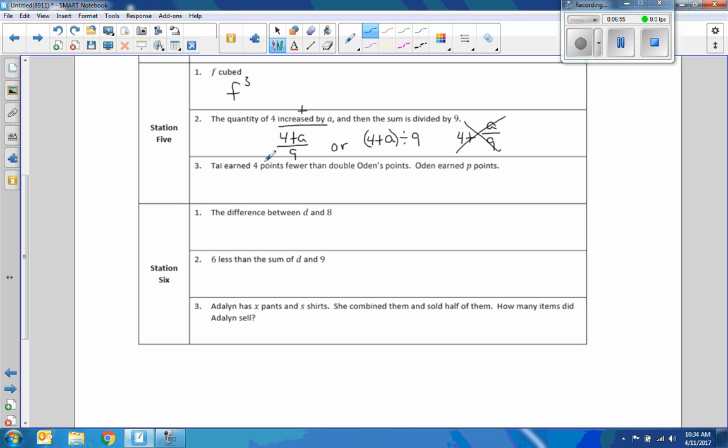All right. Tay earned 4 points fewer. Fewer, that's minus. Than double Odin scored. Odin scored P points. So Odin scores P and we want to double P. And 4 fewer than. Less than, greater than, fewer than, that reads right to left. So I do this first, 2P, and minus 4 comes last because of the word fewer than.